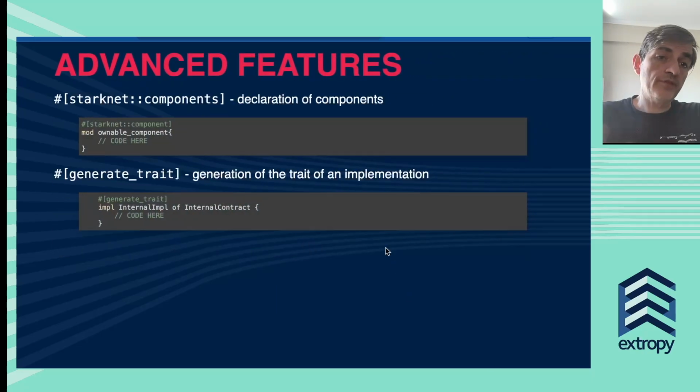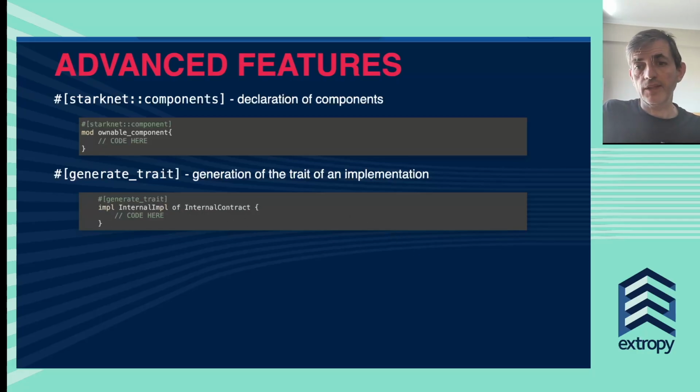So, some more advanced features: we can also have components within our contract. To declare those, we have this particular attribute, and you can see that being applied to a module there to show that it's a component. We also can use the generate trait attribute to give us an implementation of a trait that we have. So you can see there that we've got some trait internal contract, and then we are using the impl keyword to get an implementation of that trait.